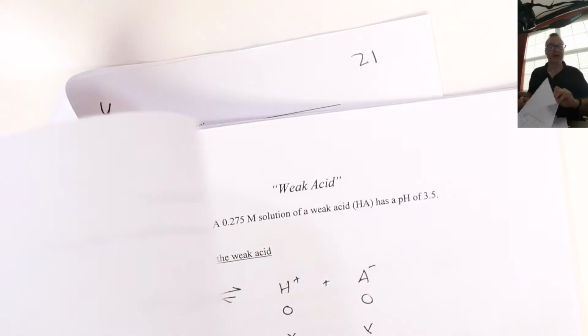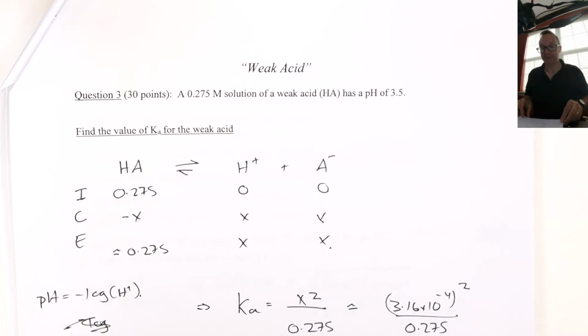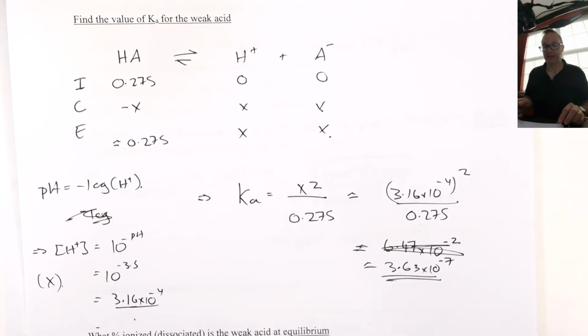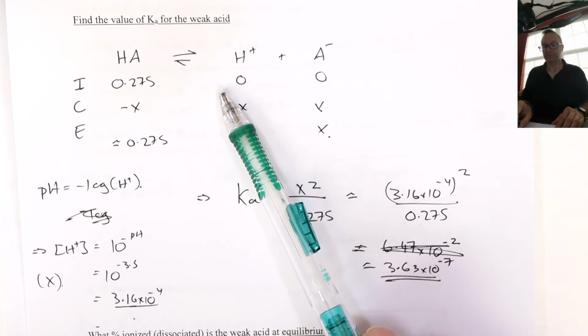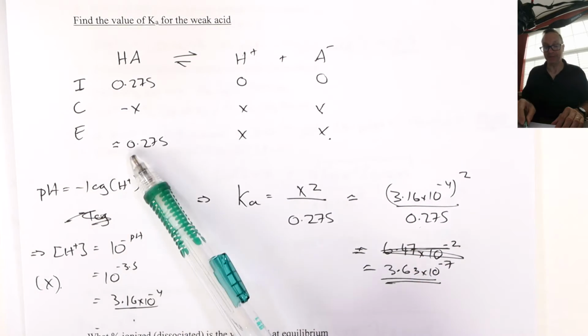Question 3, we had a weak base, that was the harder one. Weak acid, slightly nicer question. I think pretty much everybody got this one, which is nice. So, weak acid, find Ka, we did this one in class essentially, right? So just change the numbers. There's your grid. I'm given the pH and the concentration, I can find Ka.